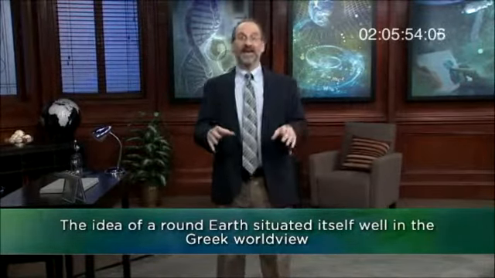The idea of a round earth situated itself well in the Greek view of the world. On the one hand, it squared with the observable facts. The sun rises and sets in the same directions day after day. The moon rises and sets in the same directions night after night. So too with the fixed stars. The repetitious motions certainly seem circular. The idea of a round earth with heavenly bodies moving around it in their own circular orbits seemed to make for an elegant picture. That elegance was important to the Greeks, whose worldview was based on the concept of teleology.